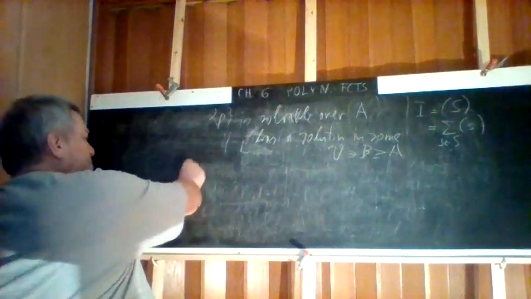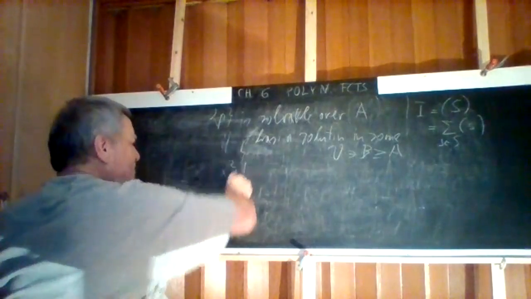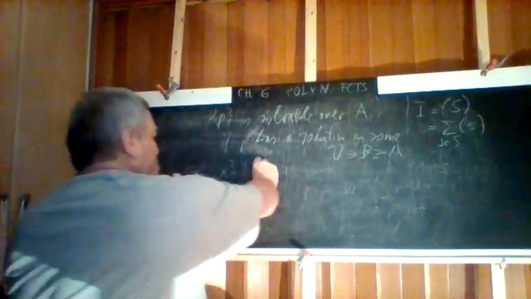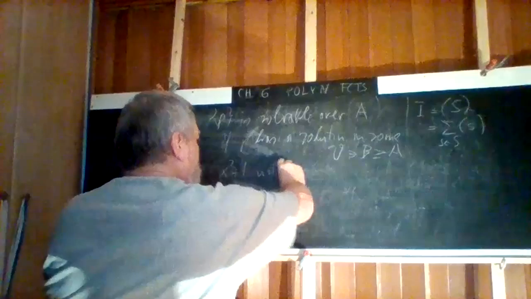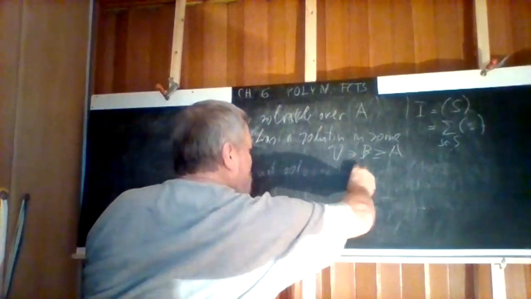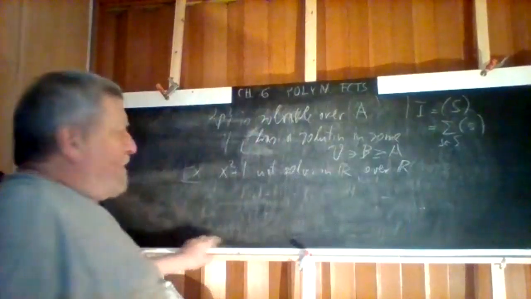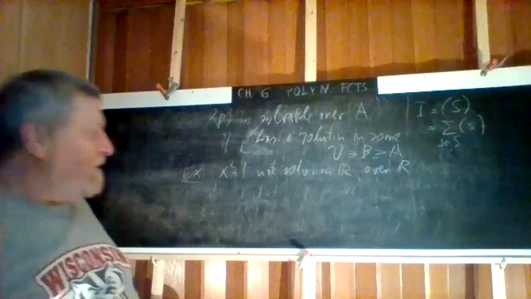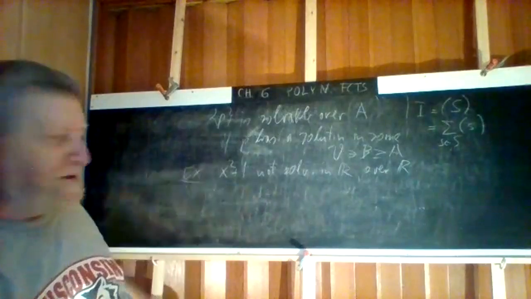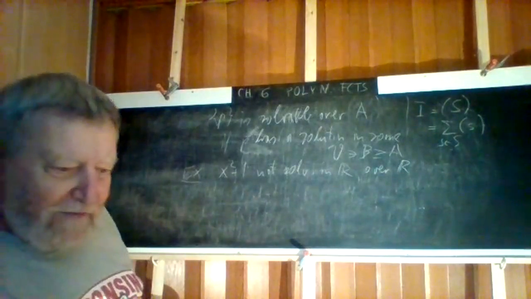Let's look at some examples. X squared plus 1 is not solvable in the reals, but it is solvable over the reals. Because we can find some extension in the variety of commutative rings with identity where this has a solution, and that's, of course, the complex numbers.